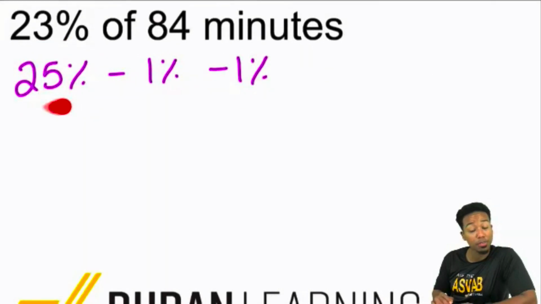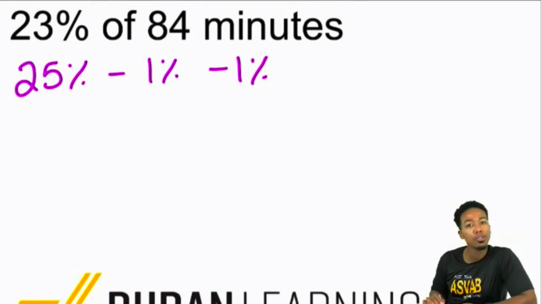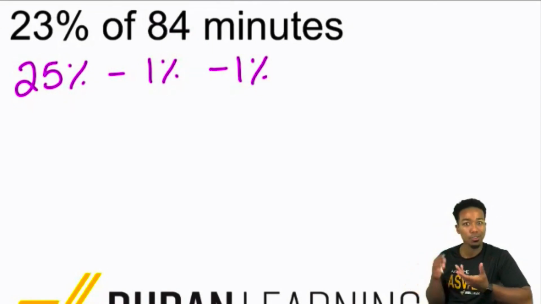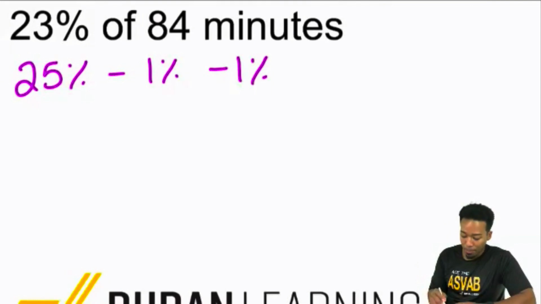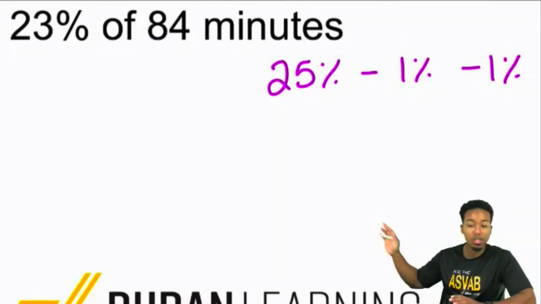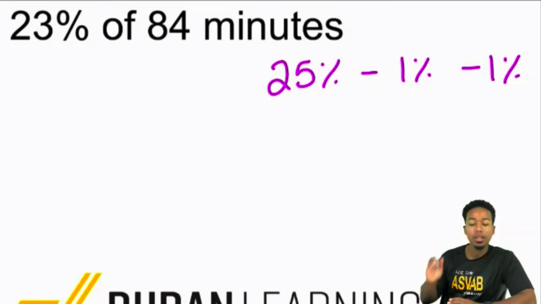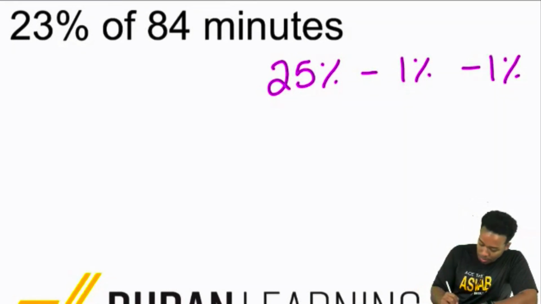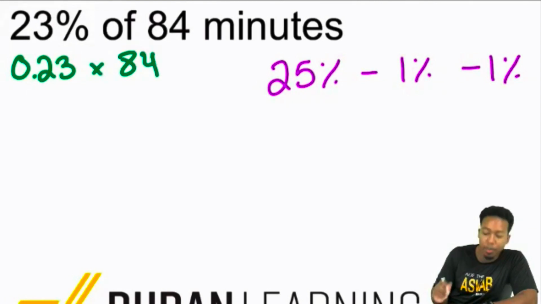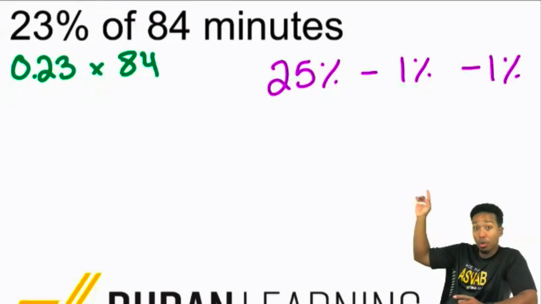Why did I pick 25%? Because 25% is a quarter. And if you notice, 84 is divisible by 4. So that's why you could do it that way. But again, it takes practice to realize how you can play around with numbers. I'm not going to do it this way. I'm going to move it to the side. That will absolutely work, but I'm going to leave it as is. I'm going to do it the regular way. 0.23 times 84. I'm going to do it that way. If you want to check that out on your own, please do.